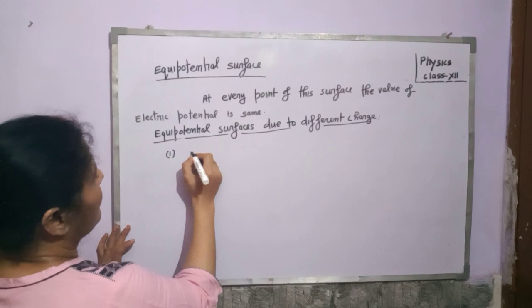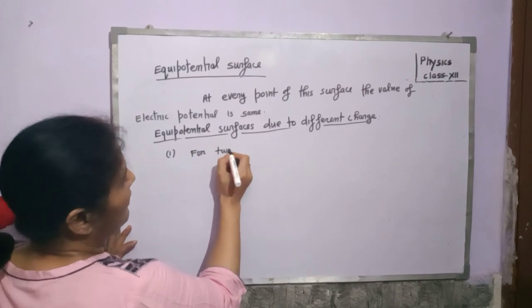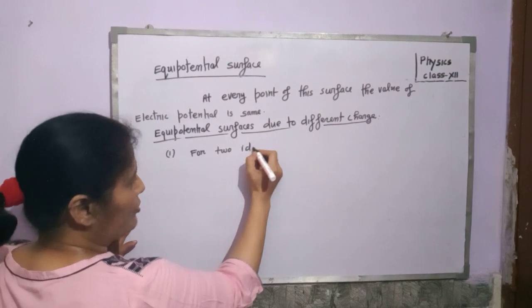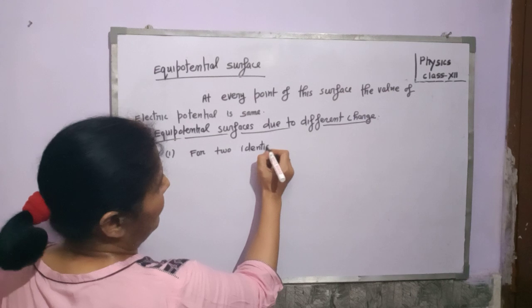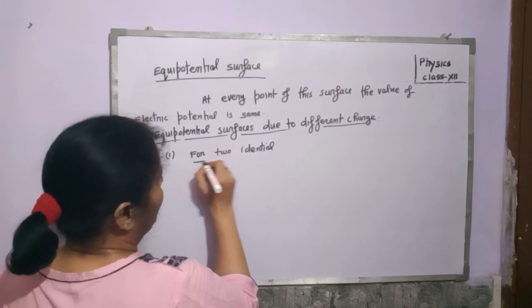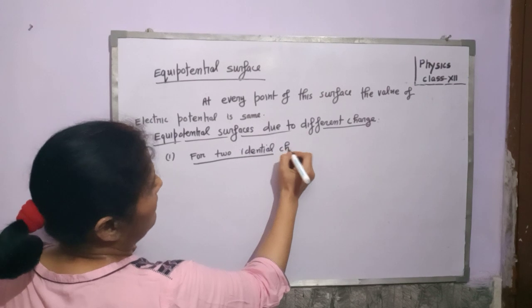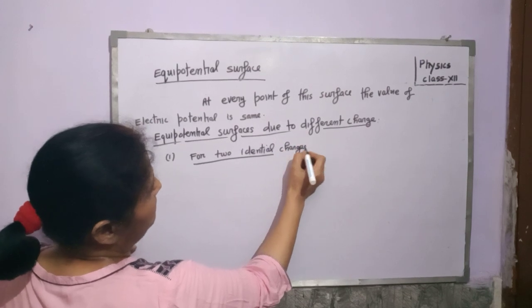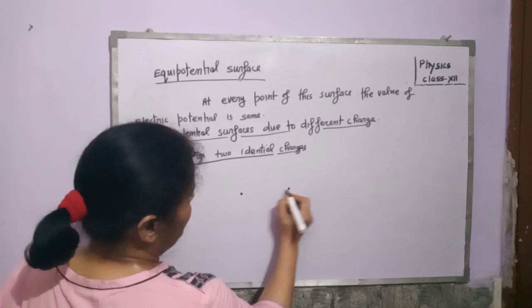For two identical charges, the charges may be positive or negative. That means either both charges are positive and equal, or both charges are negative and equal in magnitude and also in nature. This is your first charge Q, this is your second charge Q.